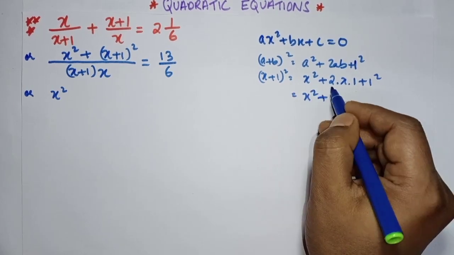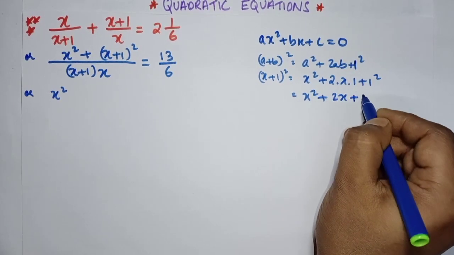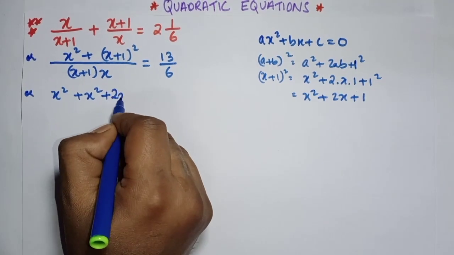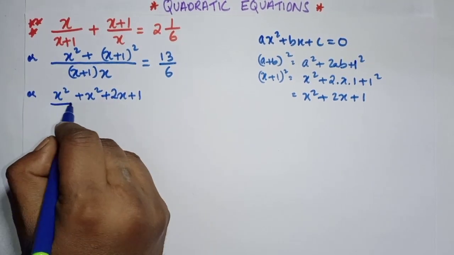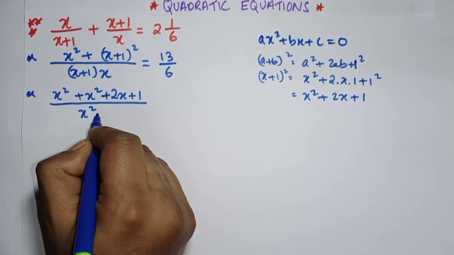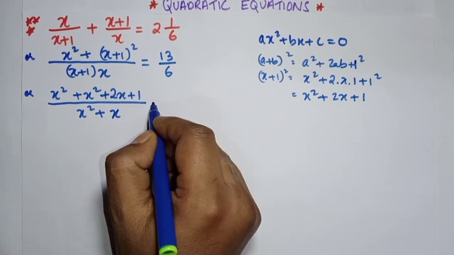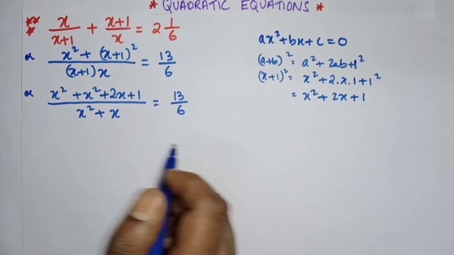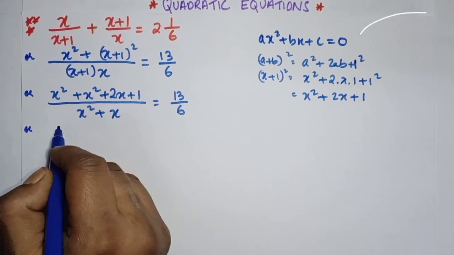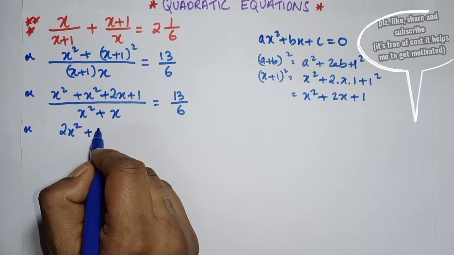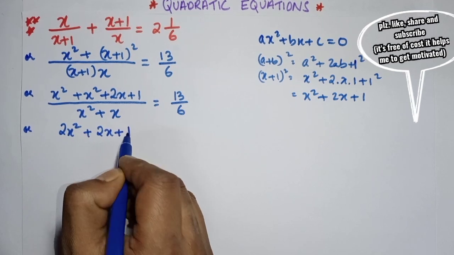x square plus 2 into x, 2x plus 1 square is 1. So what I got? x square plus 2x plus 1. So we have in denominator, so we have multiply x into x. x square plus 1 into x equals to 13 upon 6. Now what you can do here? x into x is your x square plus, 2x square plus 2x plus 1.